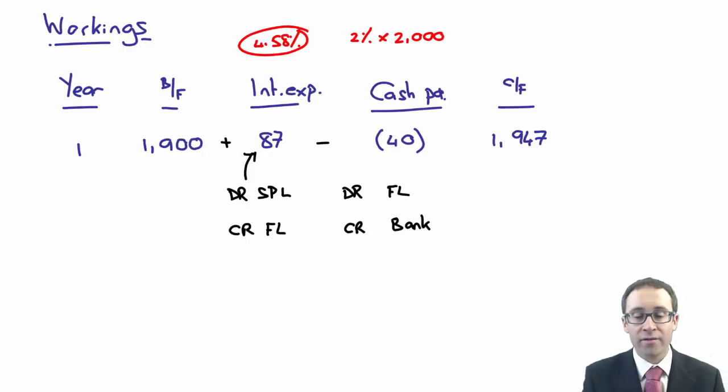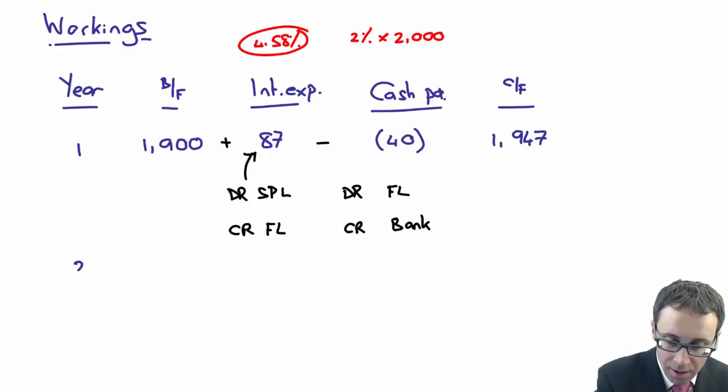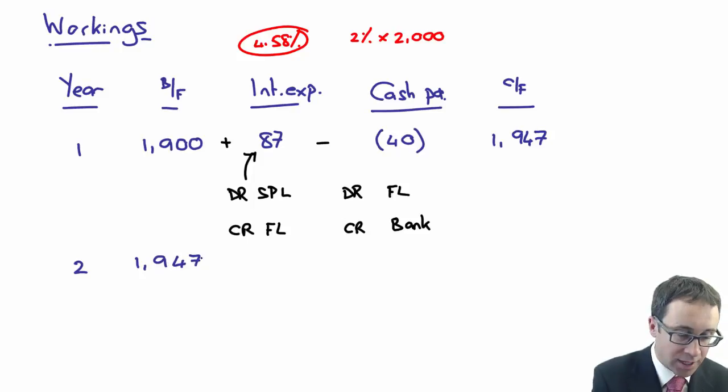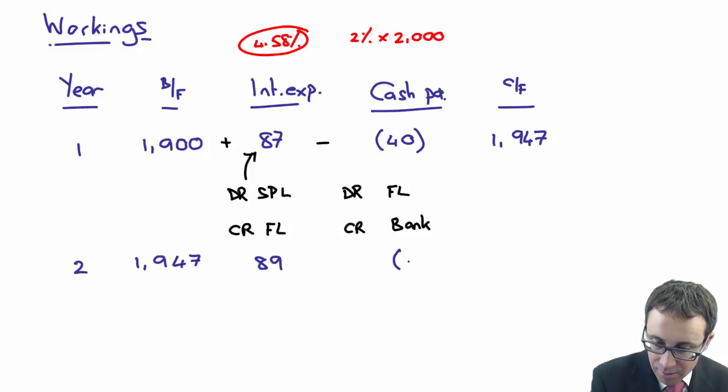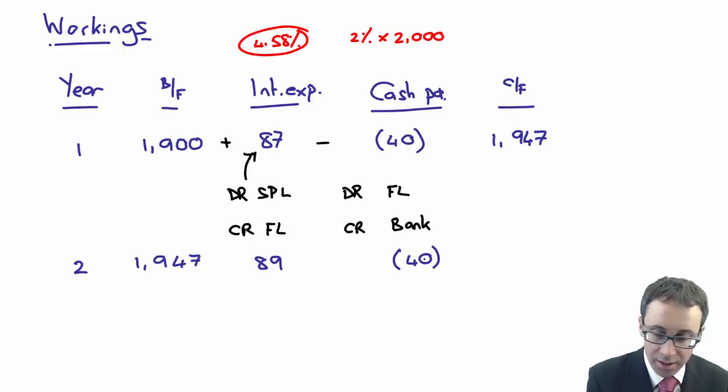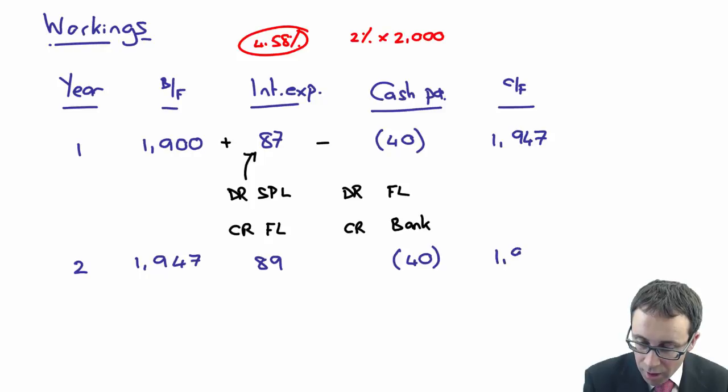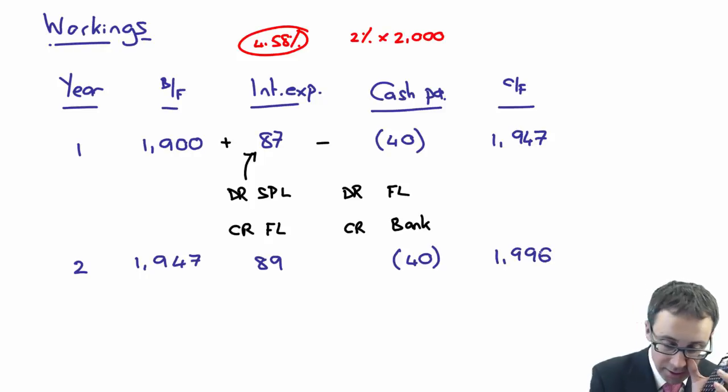So again, we're accounting for the substance, and accounting for the substance means that we apply a rate of 4.58%. Year two, I have an opening liability of 1947. That gives me 89, and I deduct the 40. So 1947 plus 89 less 40 gives me a liability of 1996.